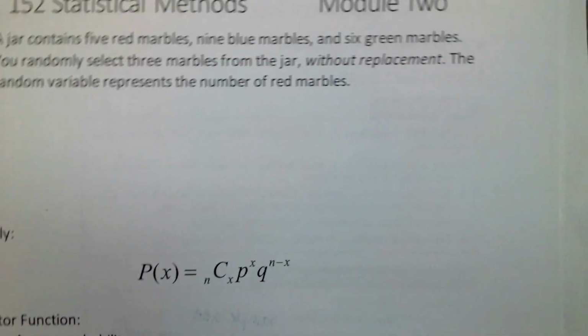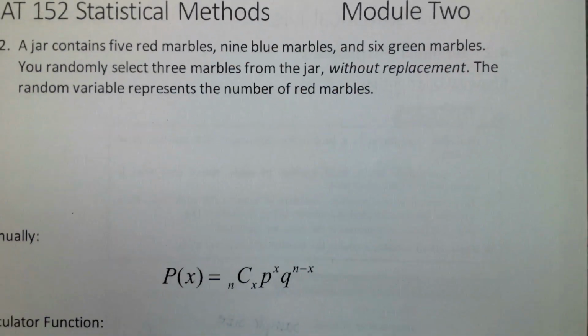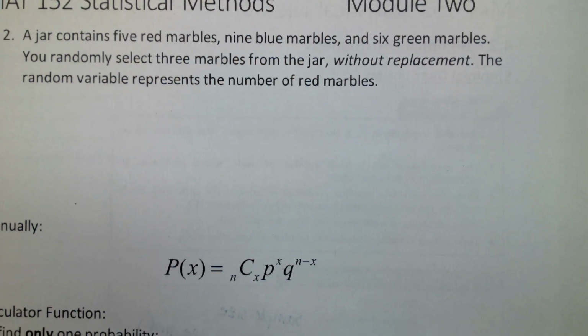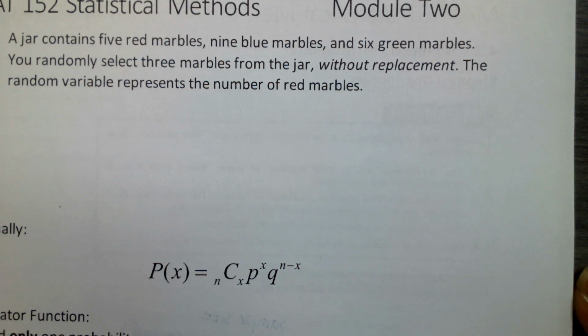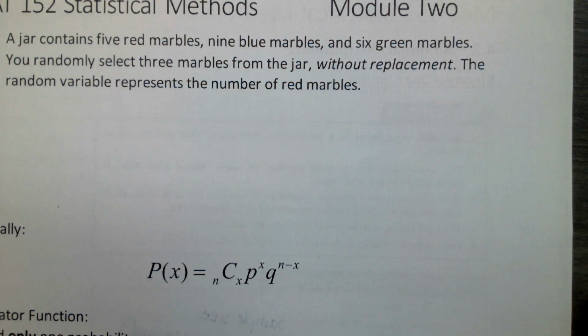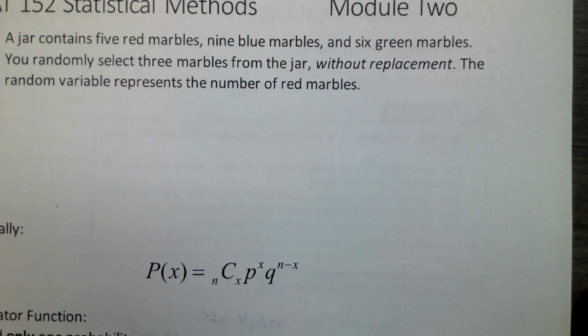Okay. So the second one is not going to be a binomial experiment, and we're going to break down why this is not a binomial experiment. A jar contains 5 red marbles, 9 blue marbles, and 6 green marbles. You randomly select 3 marbles from the jar without replacement. The random variable x represents the number of red marbles.